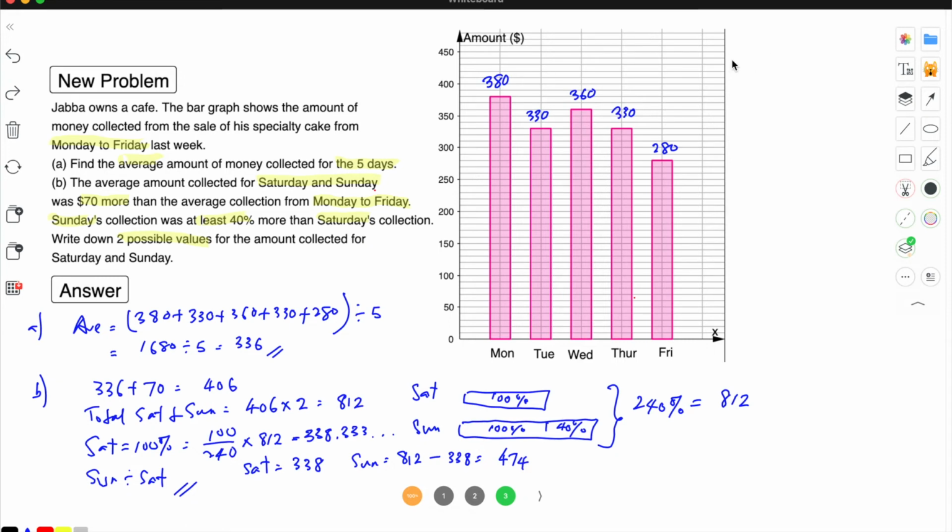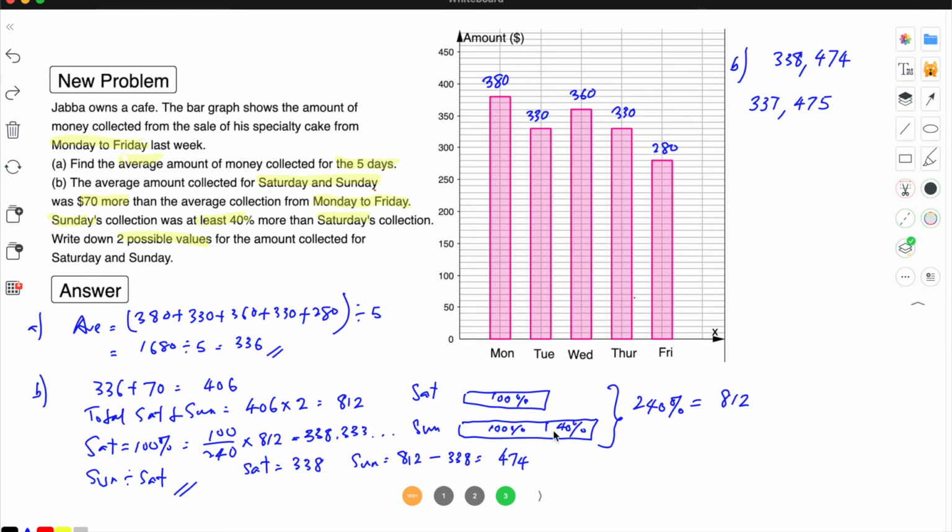So one possible solution for part B will be 338 for Saturday and 474 for Sunday. Now, what if I'm interested to find another possible answer? What can I do? Instead of rounding it down, I can also minus 1 from Saturday. For example, the possible value for Saturday is 337. Because the total is the same, I have to increase the amount for Sunday. That means it must be 475.